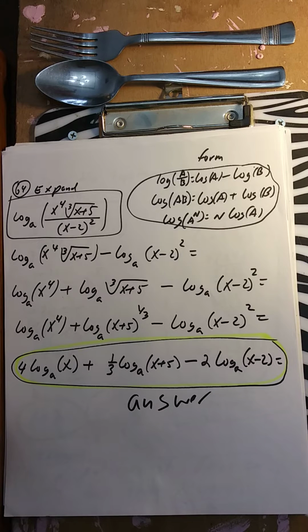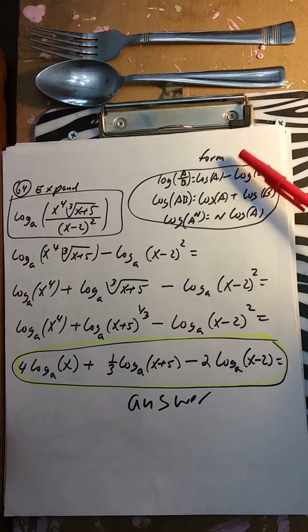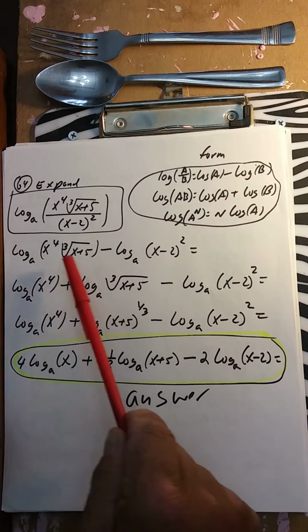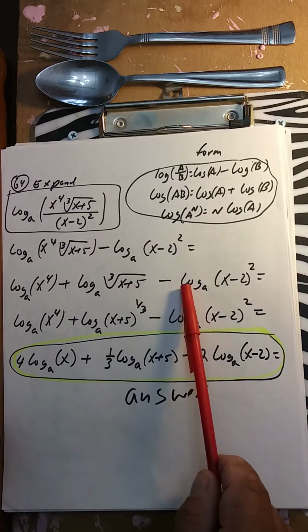Oh, another expand. How do we do this? Let's see. Same thing, division. So let's start with the subtract part. There they are. So now we have multiplication. This one times this one, so it's going to be that one plus this one minus that.